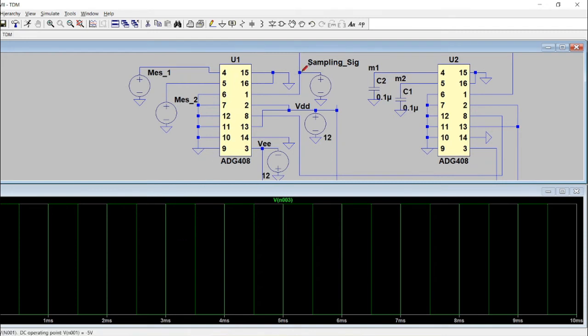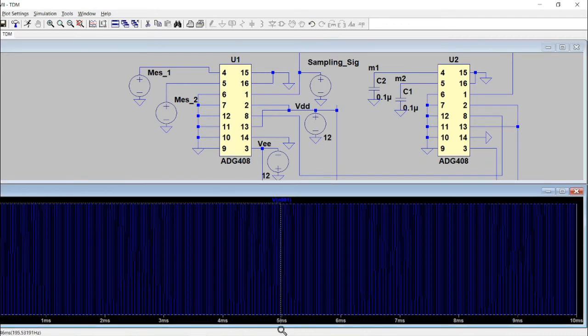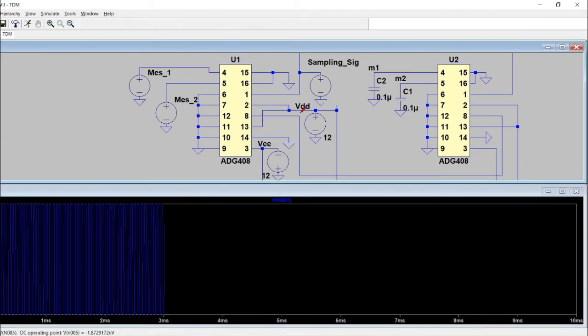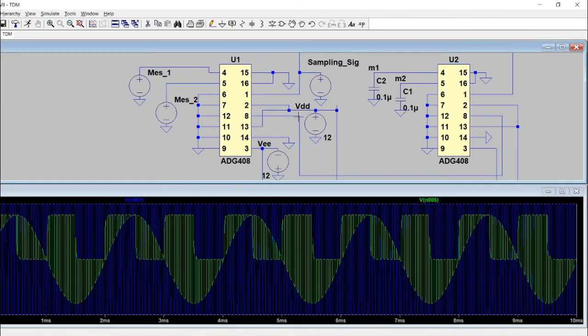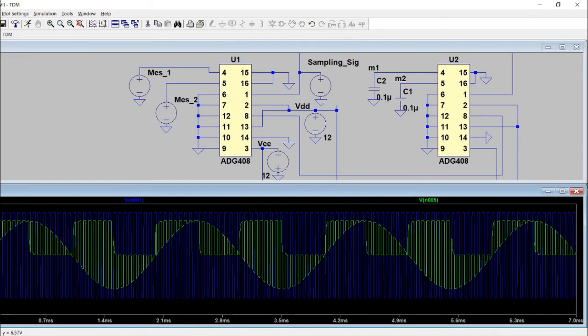For that, the sampling signal I have used is this one. You can see when this is on, it will select one of the signals over here. When it is off, another signal it will select. Okay, now let me run again and show you how our output of TDM looks. As you can see, this green waveform is our time division multiplexed waveform.